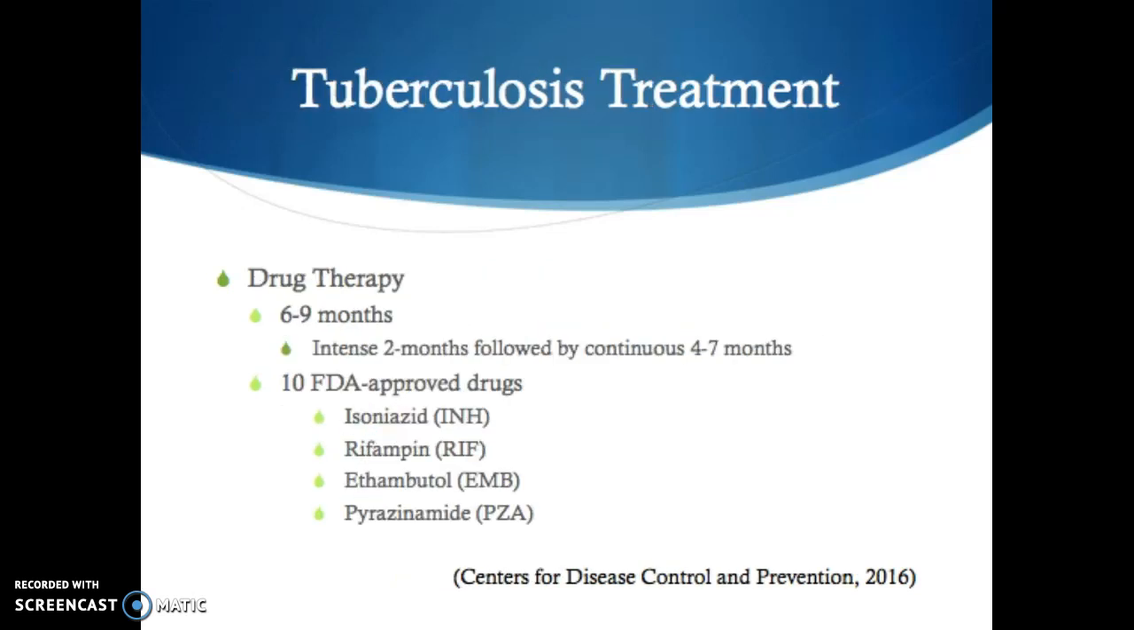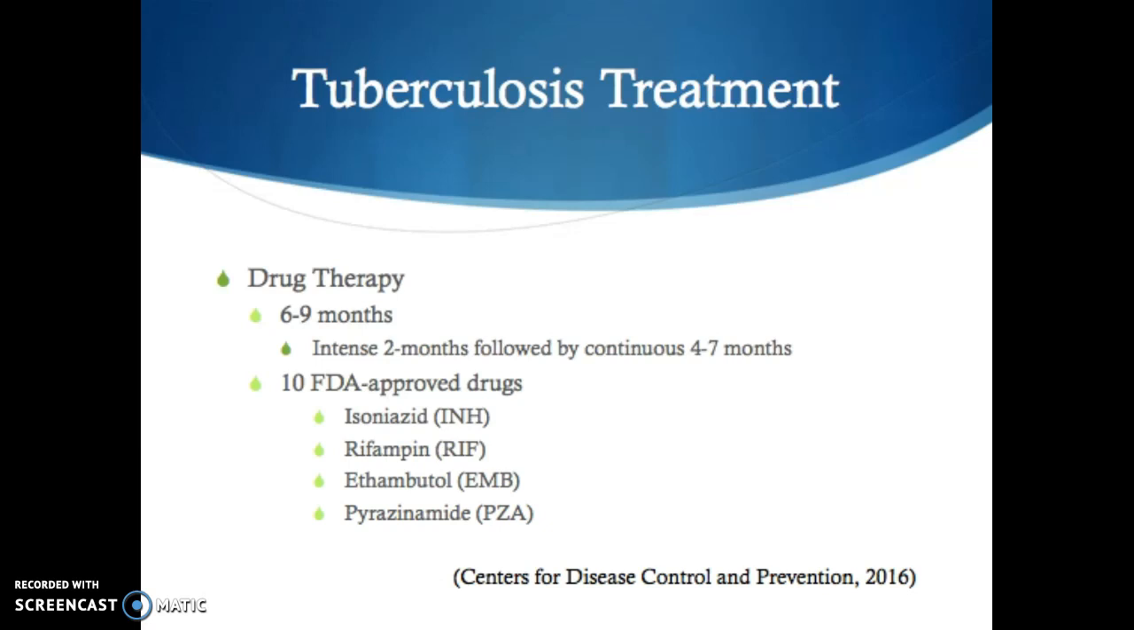So TB treatment, drug therapy is generally 6 to 9 months in duration. It's an intense 2 months followed by a continuous 4 to 7 months. So we're looking at a pretty significant period of time where they have to take medications that are very structured in nature from an administrative perspective. And it's very complex coordination of care during this time. And if we don't have the ability to get them the care they need as efficiently as possible, they have a higher potential to not follow through with the care completely and then end up having increased worsening of symptoms and negative outcomes.